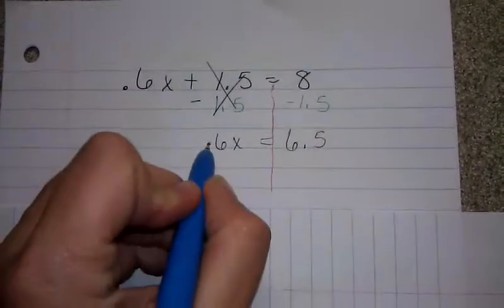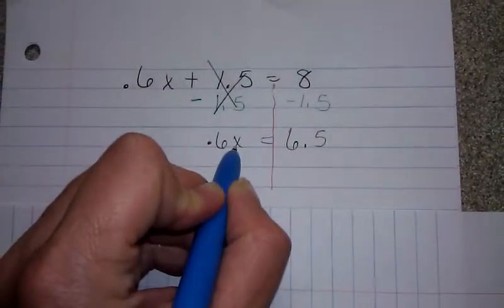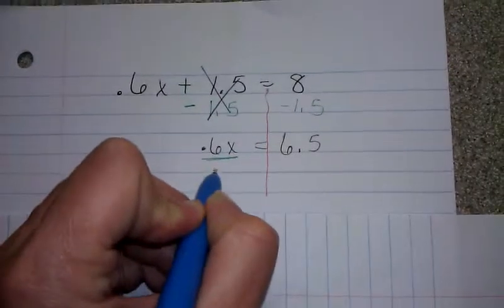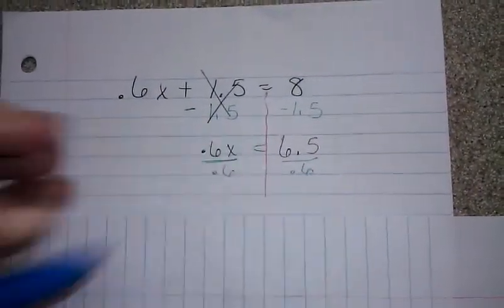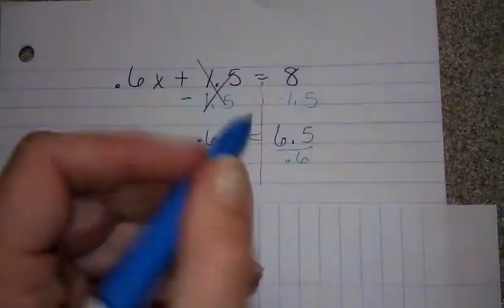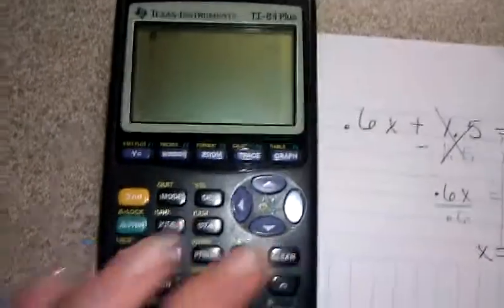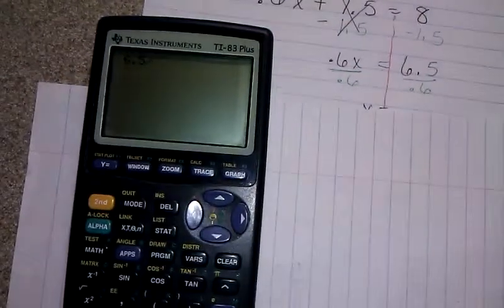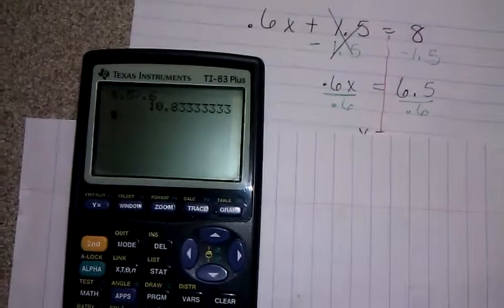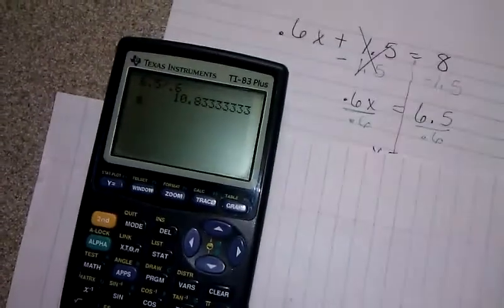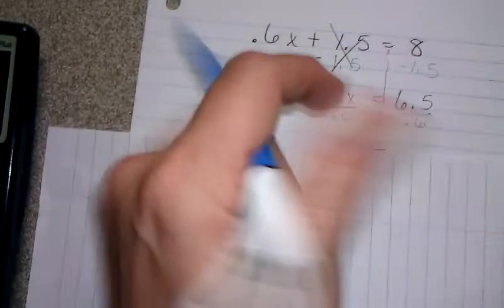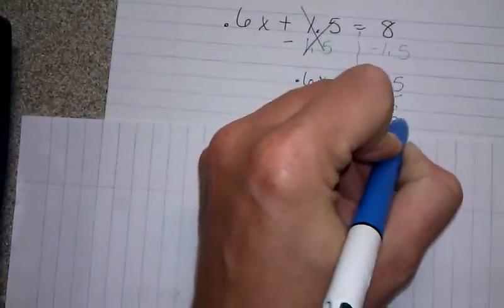It says 0.6 times x. The opposite of times is divide. So I'm going to divide each side by 0.6. So I get x equals, and now let's go over here. 6.5. Let's see if you can see that. 6.5 divided by 0.6, and your answer is 10.833. Sorry, my paper's not being very helpful here.